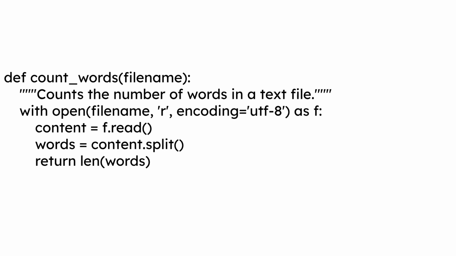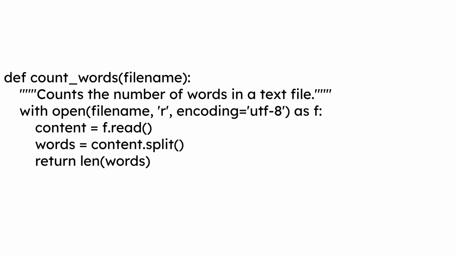Next, we see this line, with open(file name, 'r', encoding='utf-8') as f. The with open statement is like safely opening the kitchen cabinet where our file is stored. The r means we are opening it in read mode because we just want to look at the ingredients, not change them. And encoding equals UTF-8 ensures our chef can read all kinds of text and characters without getting confused.